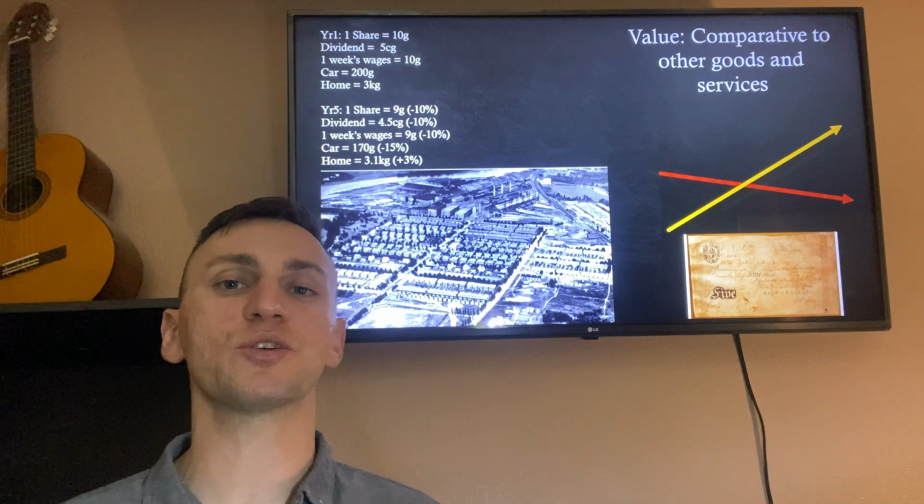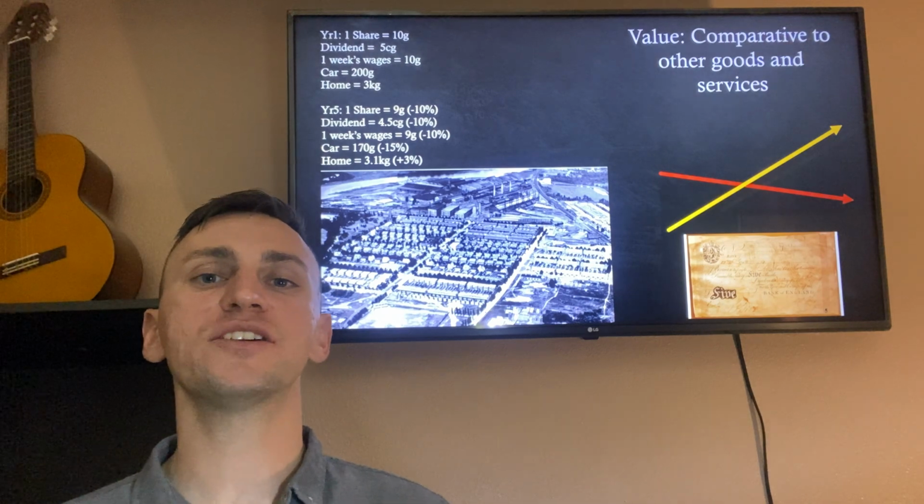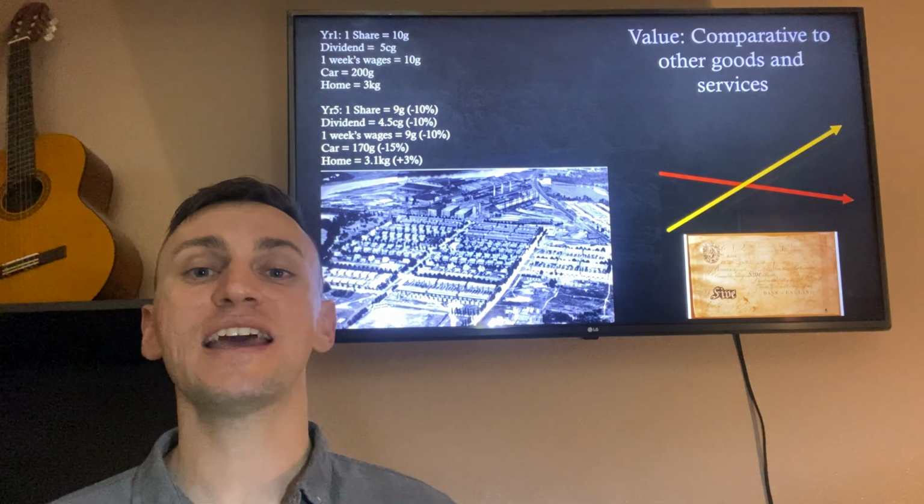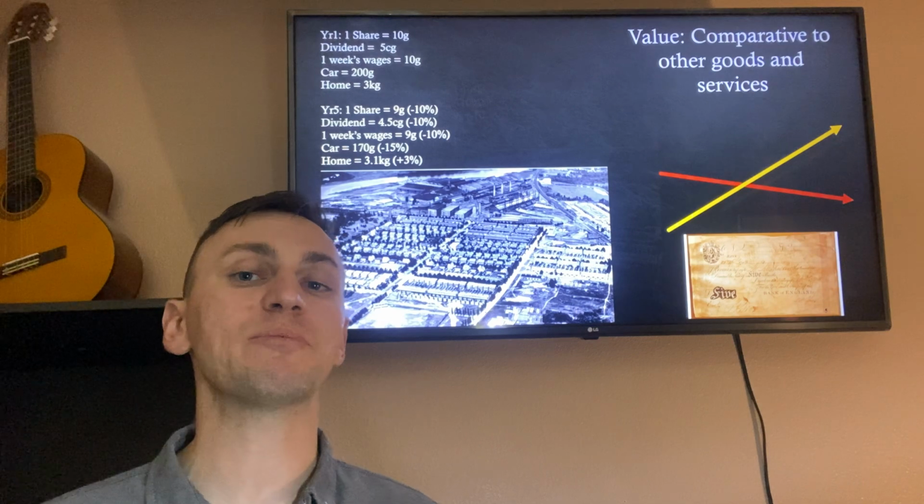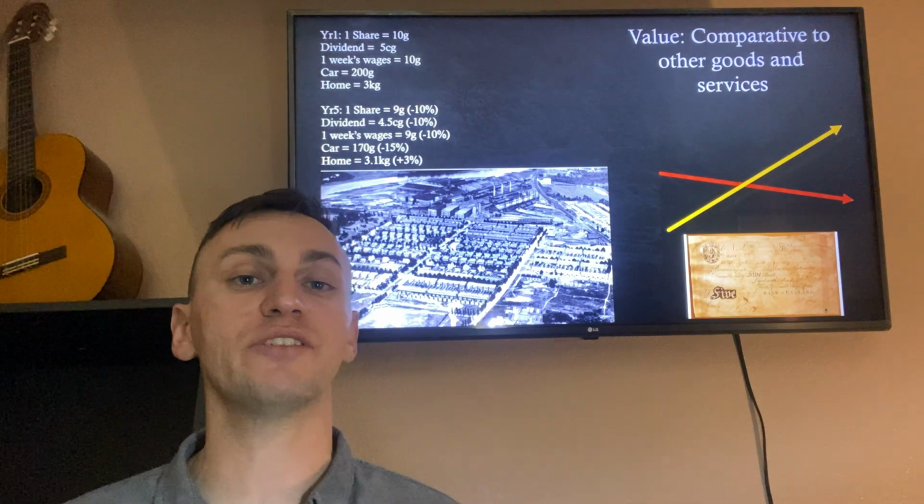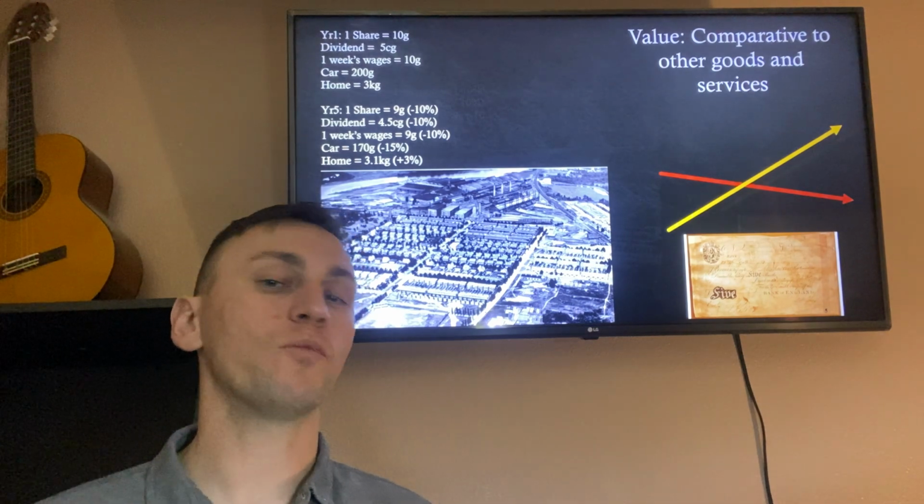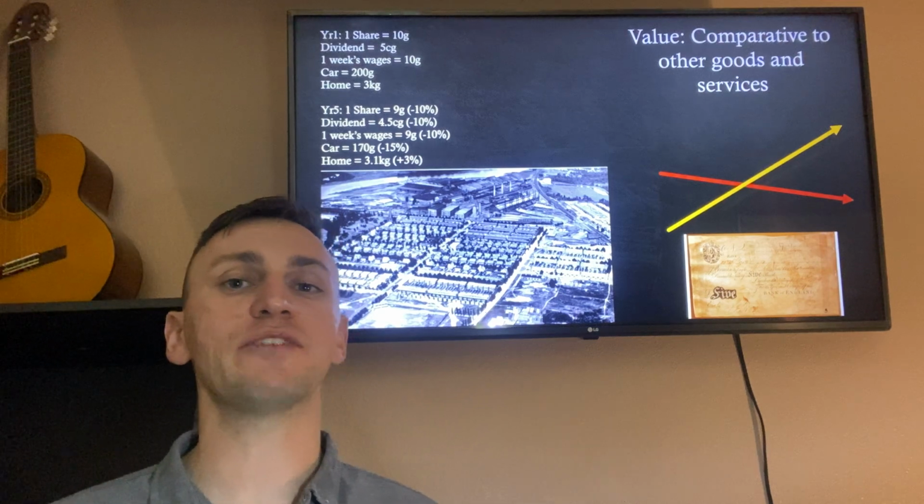The share is the same as a wage. And the car is 170 grams, so it's 15% less. And a home is 3.1 kilograms, so it's up 3%. The population maybe increased or the productivity of homes went down. Why does this matter and how do I make sense of it?